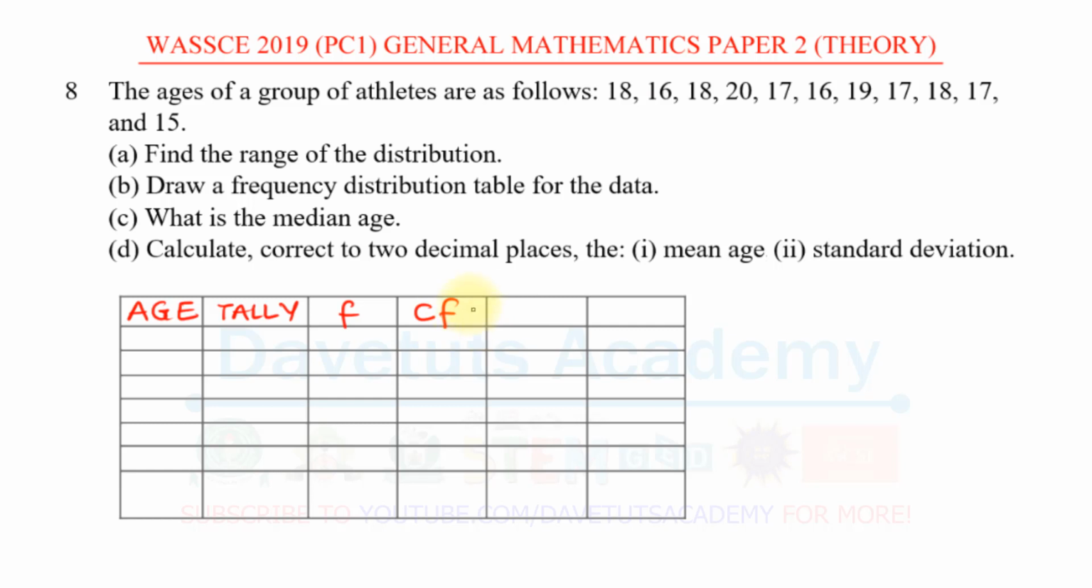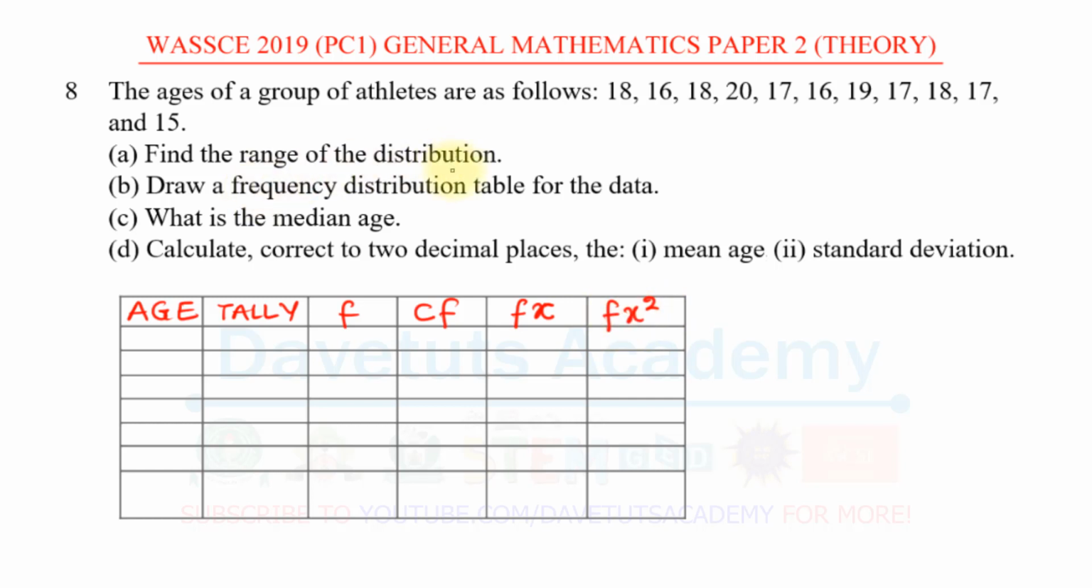Then here I'm going to have the cumulative frequency. That's the addition of each entry of the frequency, and I'm going to show that. And then we are going to see the product of the entry and the frequency. So age is the X, so the product of the age and the frequency is Fx. Then, because we are going to be answering a question on standard deviation, I can also find Fx squared. That's the frequency multiplied by the square of the data.